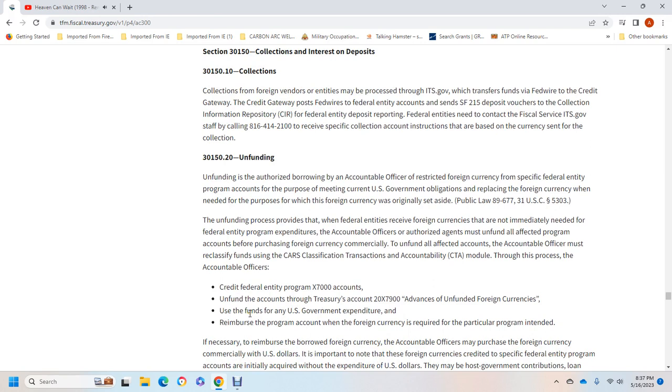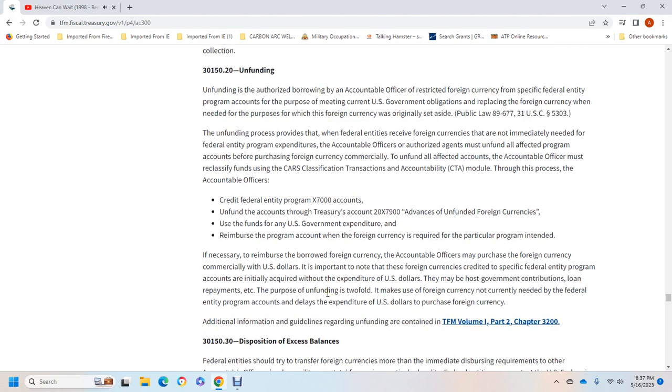Reimburse the program and account with the foreign currency required for the particular program intended. It is necessary to reimburse the borrowed foreign currency for the accountable officer, repurchase for the foreign currency commercial for the U.S. dollars. It's important to note that these current foreign currencies credit specifically the federal entity program and account for the legal initially inquired without expenditure for the U.S. dollar, but there may be the host government as a contribution along with the repayment of the payments without funding, with the twofold that makes for the foreign currency not currently needed for the federal entity of the program and account for the delays for the expenditure of the U.S.